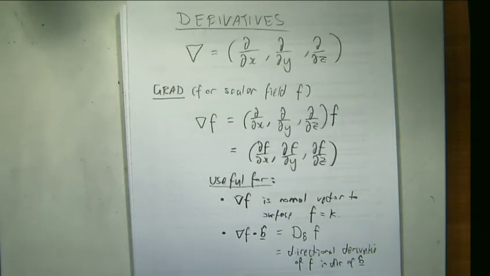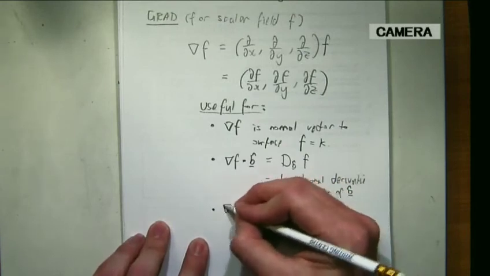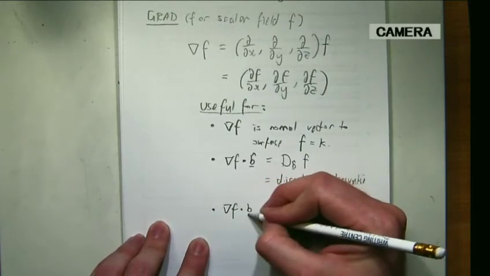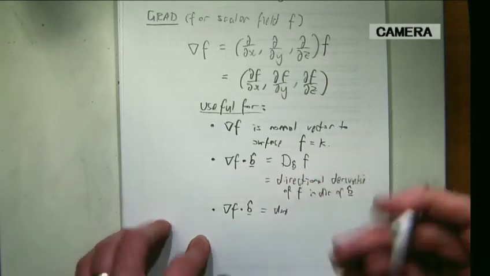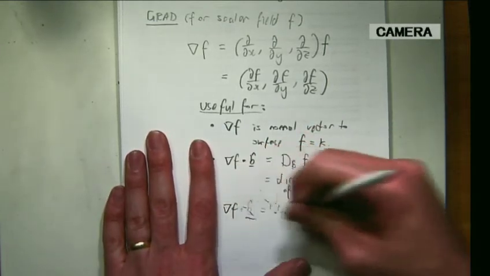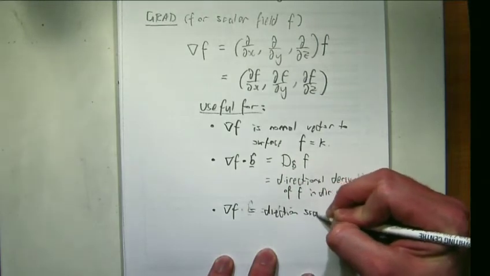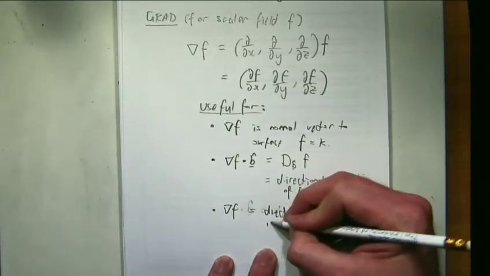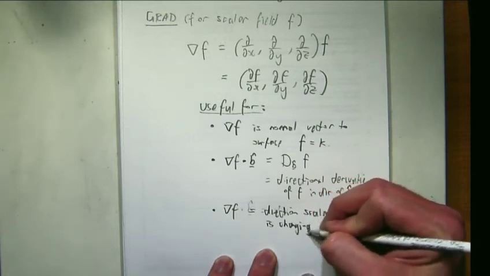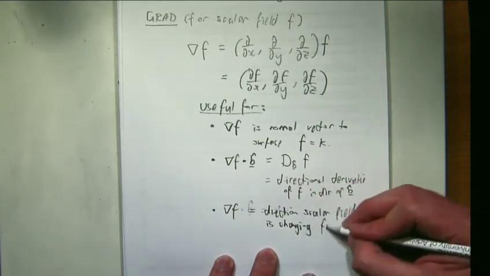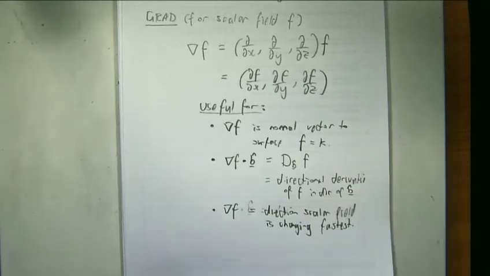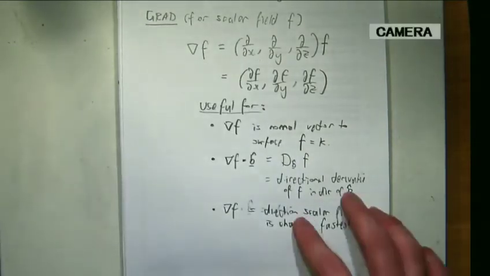And not just that, if you figure this out, it's also the direction in which the scalar field is changing the quickest. So grad f equals the direction in which it is changing the fastest. Concept being that, I'll just shift that up.